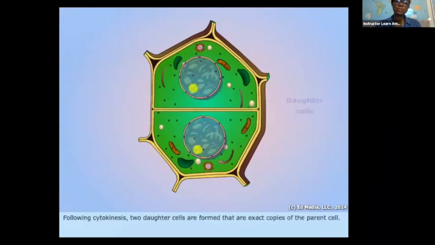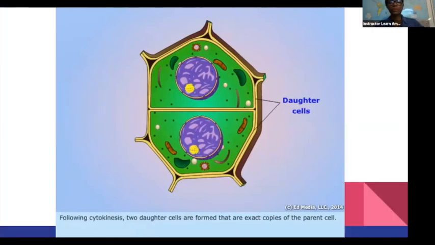Following cytokinesis, two daughter cells are formed that are exact copies of the parent cell. Okay, so that's how you go from having one cell to two cells that are identical.